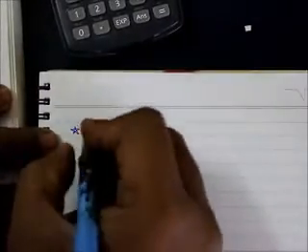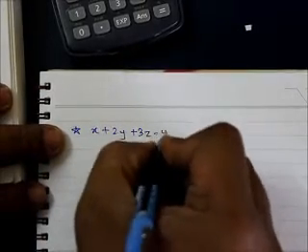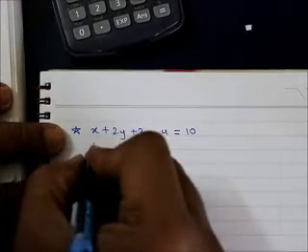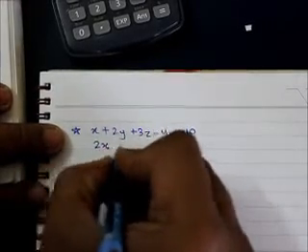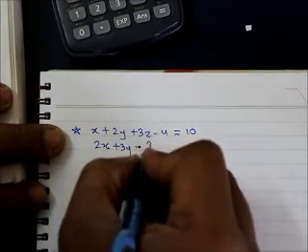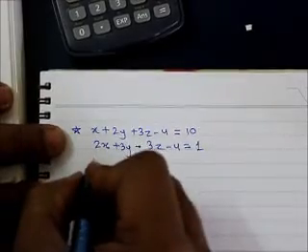Alright, let us go for a bit complicated one. This one goes like this: x plus 2y plus 3z minus u is equal to 10. 2x plus 3y minus 3z minus u is equal to 1.